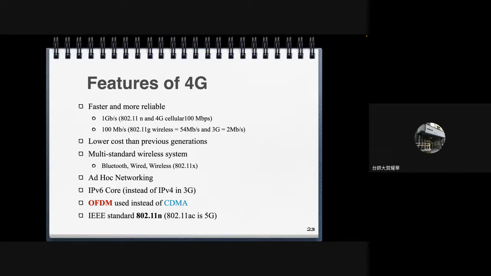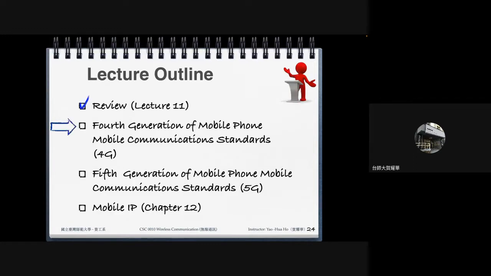Now, also the fourth generation uses orthogonal frequency division instead of code division multiple access. Now they break down the frequency. Now it's 802.11 followed by the 802.11 standard. Okay, 802.11ac is fifth generation Wi-Fi. All right, so that's a quick review of last week's lecture.